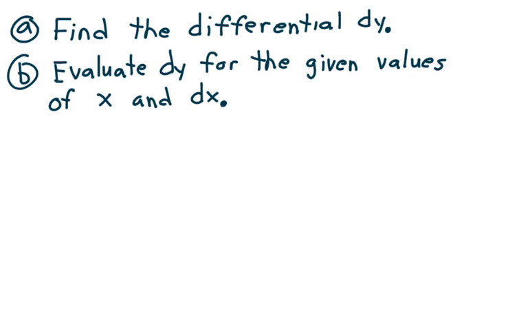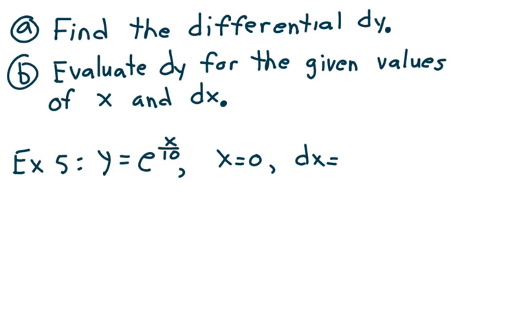Now, let's take a look at, we'll call this example 5. So suppose I had y equals e to the x over 10, and x is 0, and dx is 0.1. Now, remember that dy is the derivative of e to the x over 10, which is e to the x over 10, but by the chain rule, I have to multiply by 1/10, and then I attach that dx there.